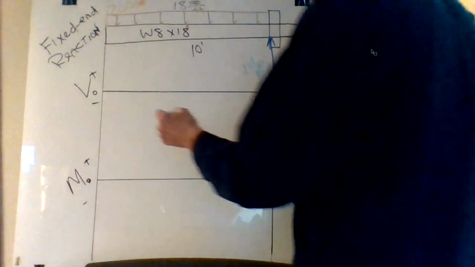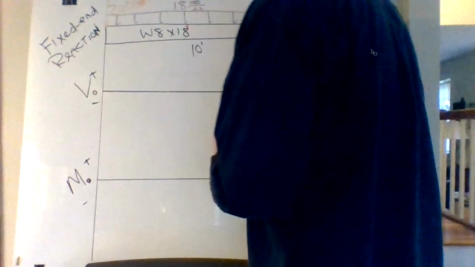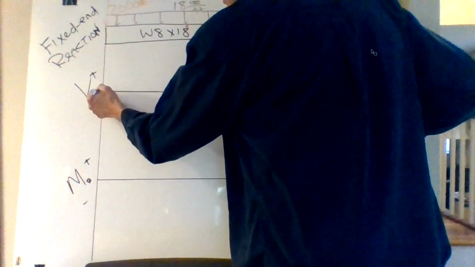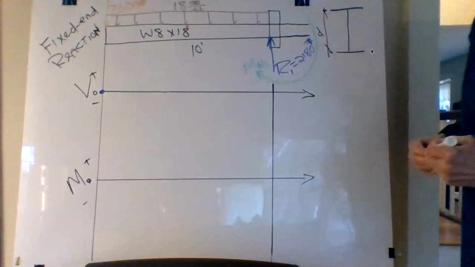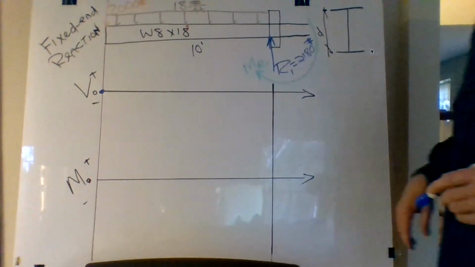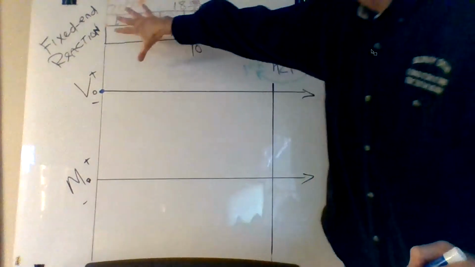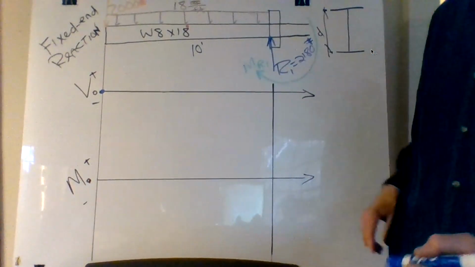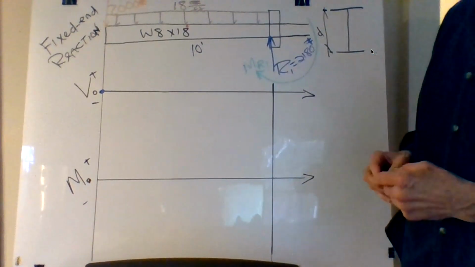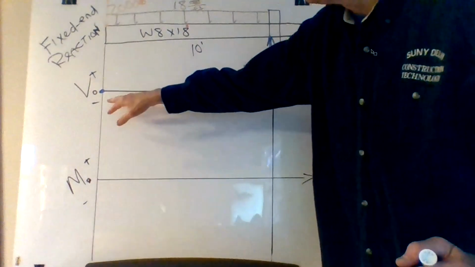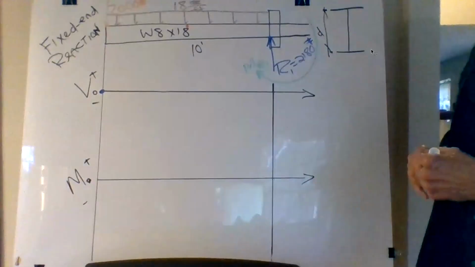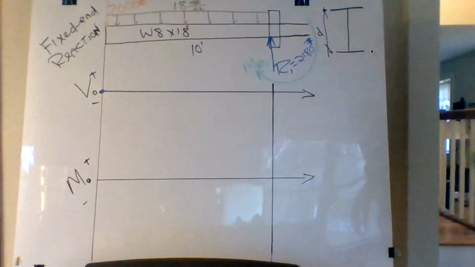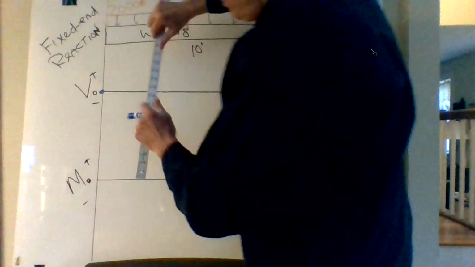The shear always starts at 0. And what you're doing is following the loading diagram, like you're following the yellow brick road. So it starts at 0, and what is it immediately going to do while at 0? Go down 2,000. Go down 2,000.